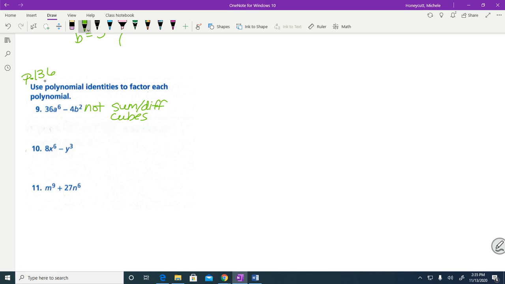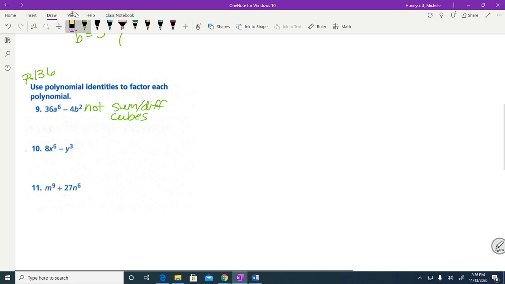But number 10 is, because 8 is a perfect cube, x to the 6th is a perfect cube, because if you think of x to the 6th, that'd be like x squared cubed. Something had to be cubed there. X squared got cubed, and we'll come back to that. And then y cubed. All right, so let's talk about this one.